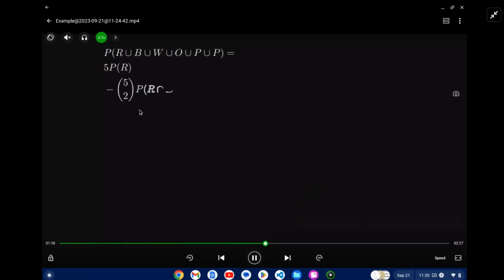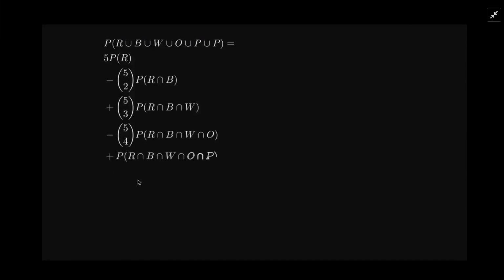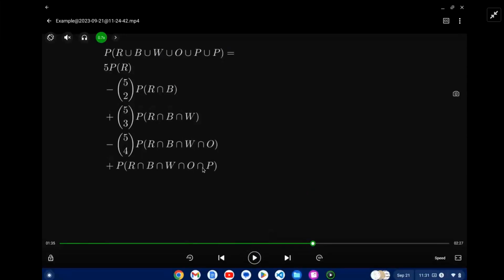Then we have to subtract the intersection of 2. We can look at any 2 sets. And we add back in a combination of 3. Remember, this is how many combinations you have. And then the combination of 4, and it's alternating signs. Finally, we add back in the intersection of all 5 sets. There's only one way to do that. So that is the probability of the union of 5 sets.